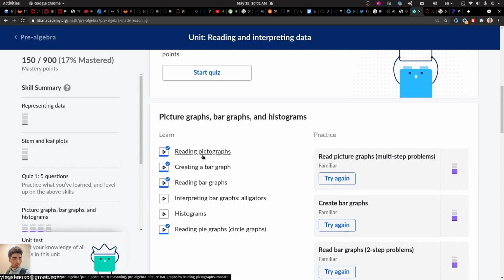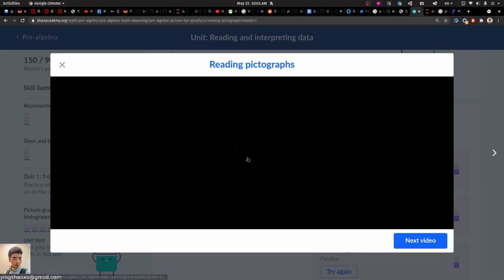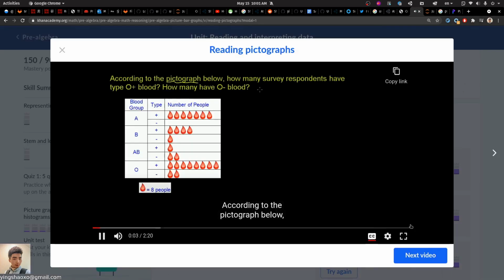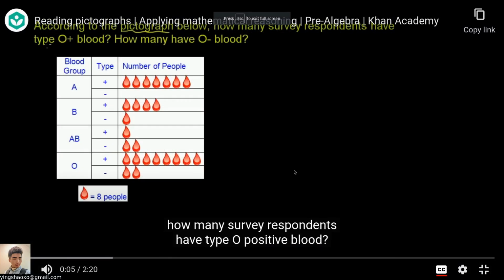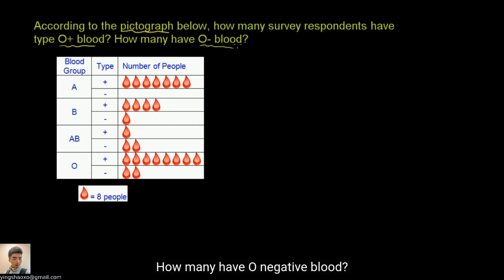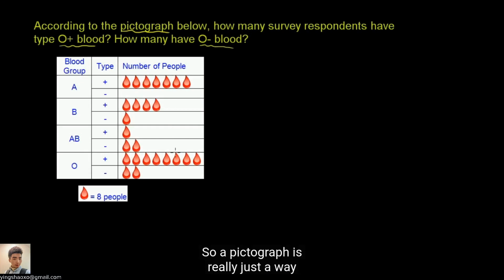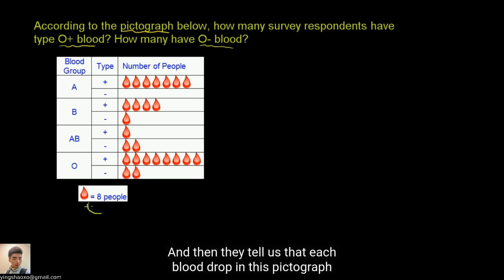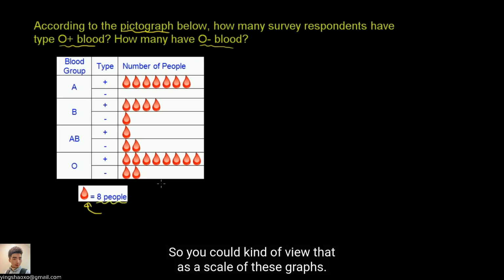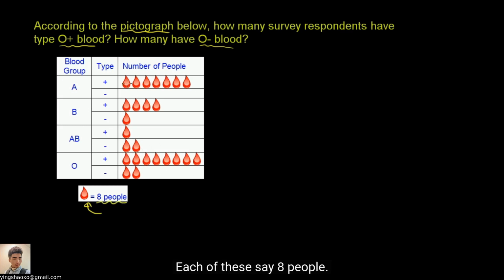Okay, let's say here's another one. Reading pictographs. What is that? According to the pictograph below, how many survey respondents have type O positive blood? How many have O negative blood? So a pictograph is really just a way of representing data with pictures that are somehow related to the data. In this case, they give us little pictures of, I'm assuming, blood drops. And they tell us that each blood drop in this pictograph represents 8 people. View that as the scale of the graph.